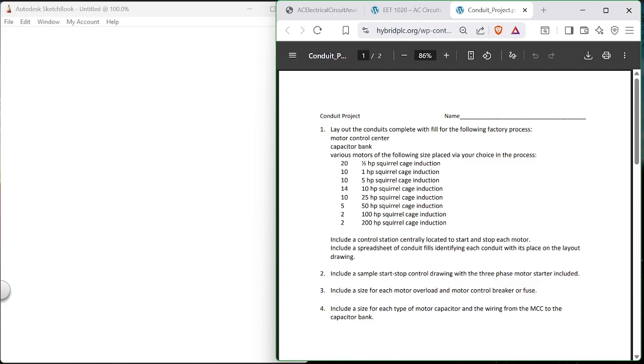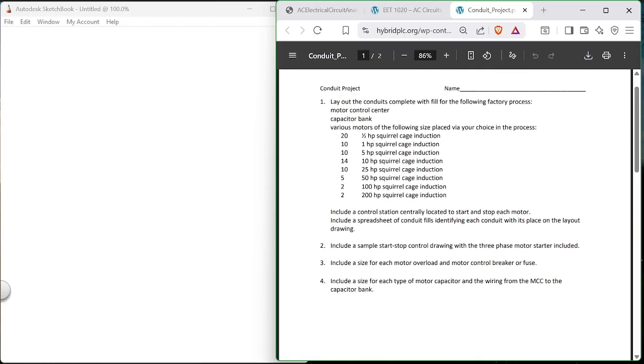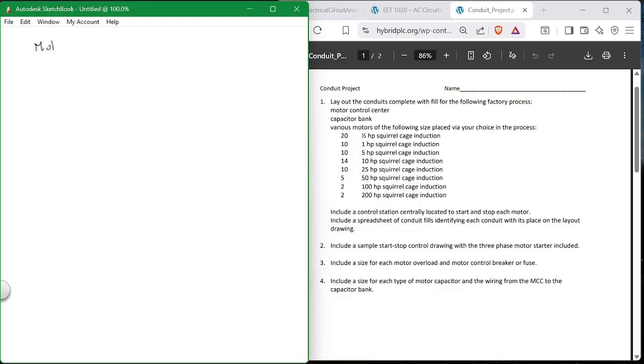Well, because most of the circuits in a factory are motors. Motors in general are what we call squirrel cage induction motors. They're induction motors, which are nothing more than a big old fat inductor.